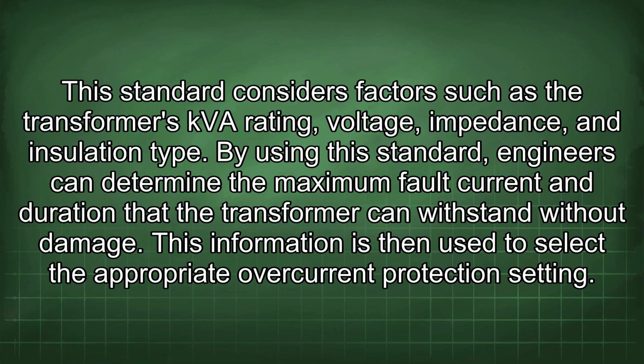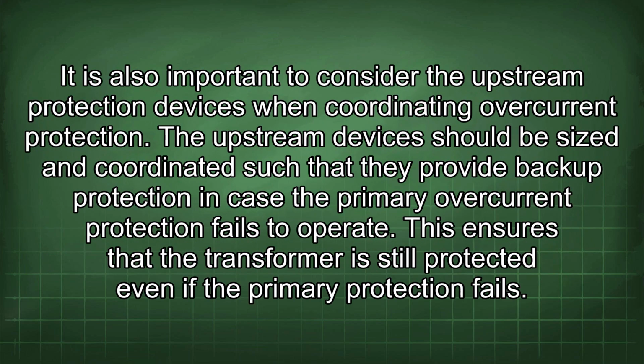This information is then used to select the appropriate overcurrent protection setting. It is also important to consider the upstream protection devices when coordinating overcurrent protection. The upstream devices should be sized and coordinated such that they provide backup protection in case the primary overcurrent protection fails to operate. This ensures that the transformer is still protected even if the primary protection fails.